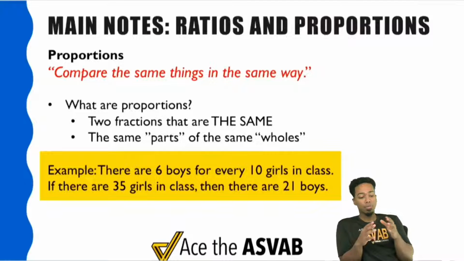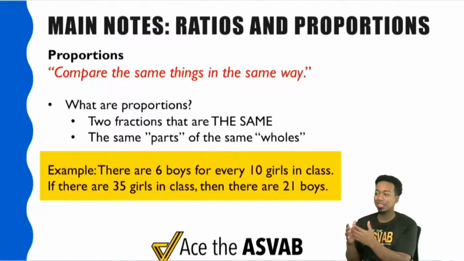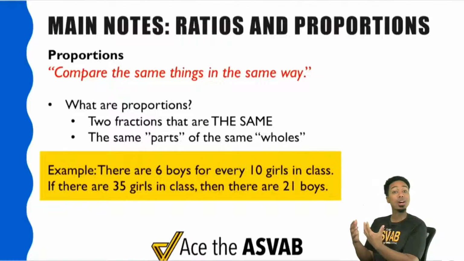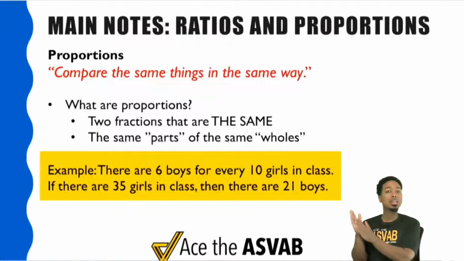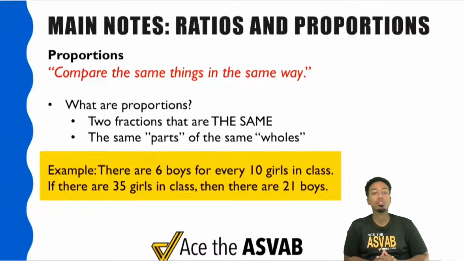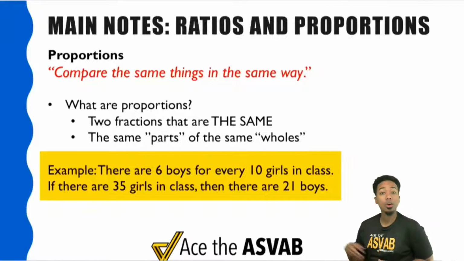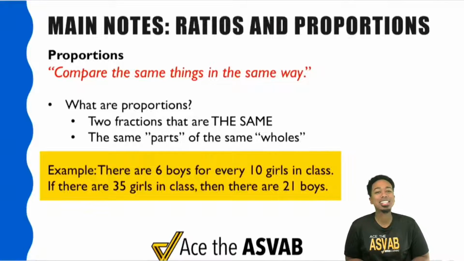All right, so that's how we need to approach things because too many of us are trying to memorize questions and hope that they're on the test. But the thing is, every question can be categorized into a concept, and every concept has a main idea. So today, we're working on ratios and proportions, and the main idea you can see right up there in red says: compare the same things in the same way.